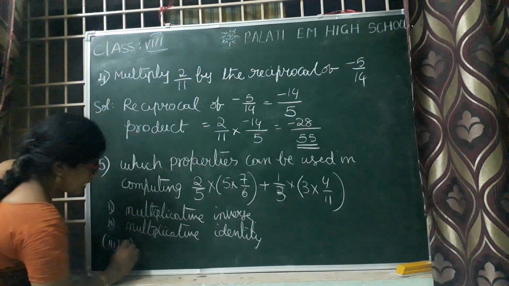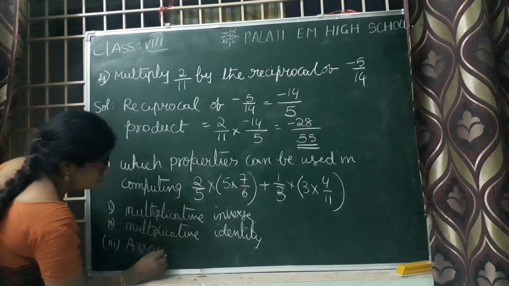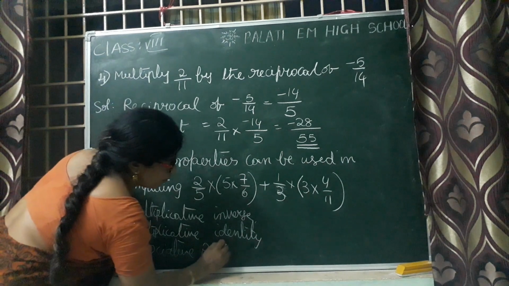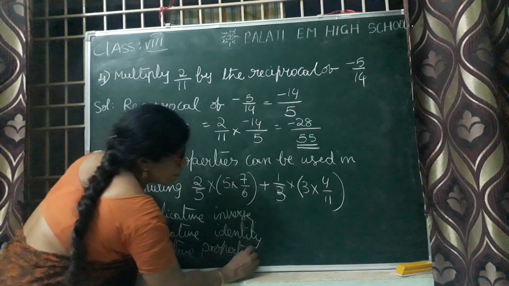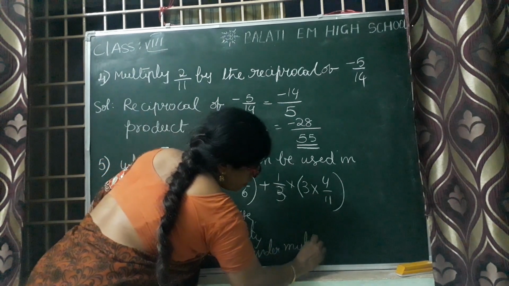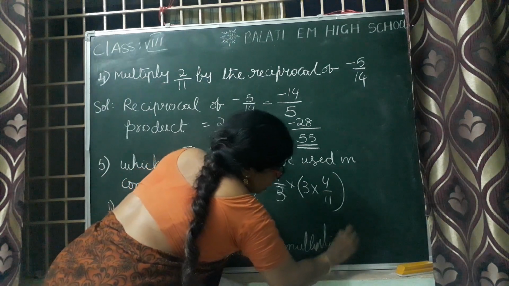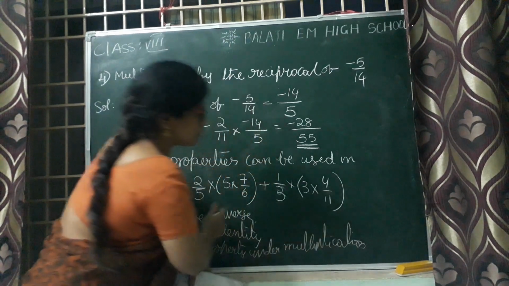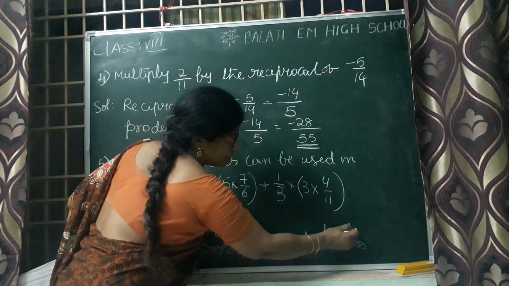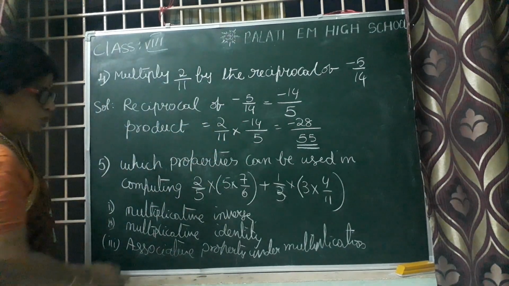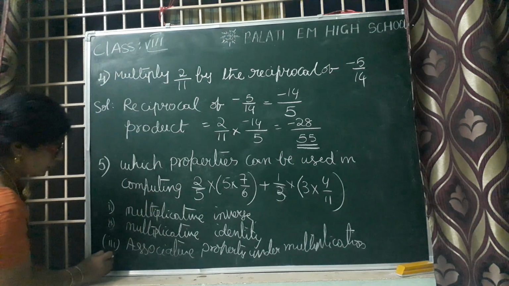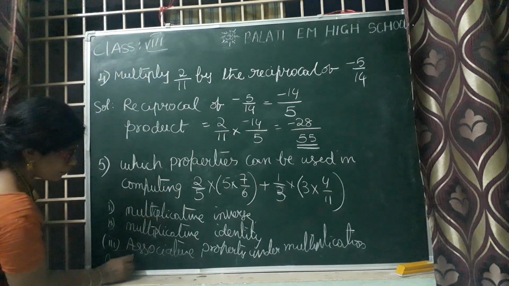So the third one is the associative property under multiplication. So these are the three properties you can use to find the product of it. The other one that you can use is the closure property, which also may be used.